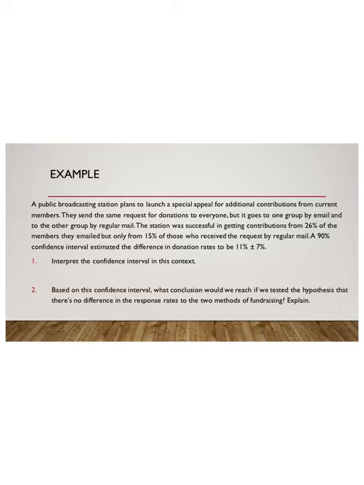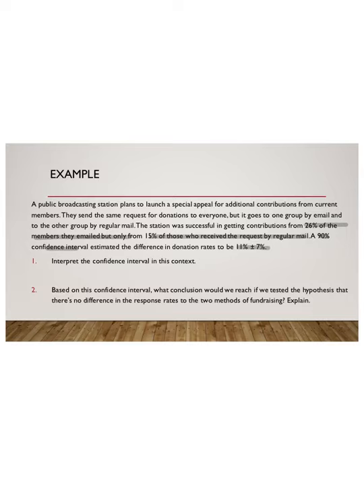In our next example, a public broadcasting station plans to launch a special appeal for additional contributions from current members. They send the same request for donations to everyone, but it goes to one group by email and to the other group by regular mail. The station was successful in getting contributions from 26% of the members they emailed only. So that is critical. 15% of those who received a request by regular mail. A 90% confidence interval estimated the difference in donation rates to be 11% plus or minus 7%.